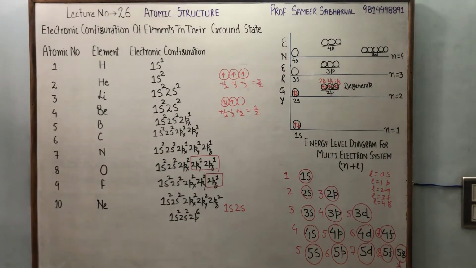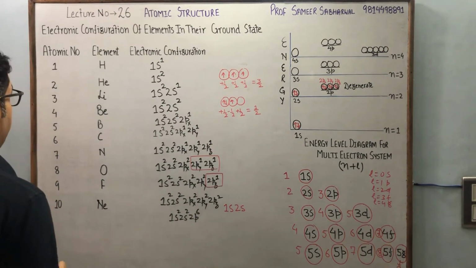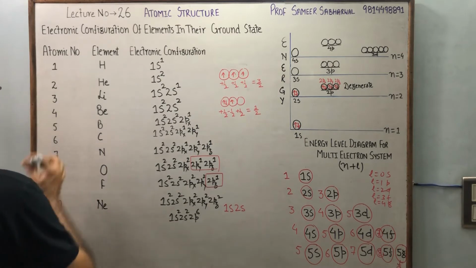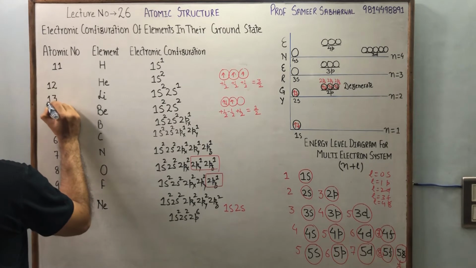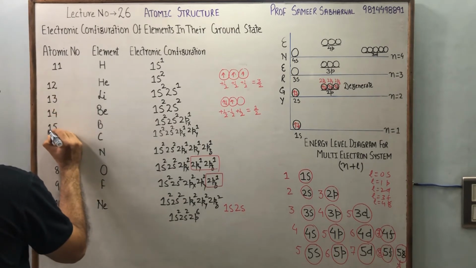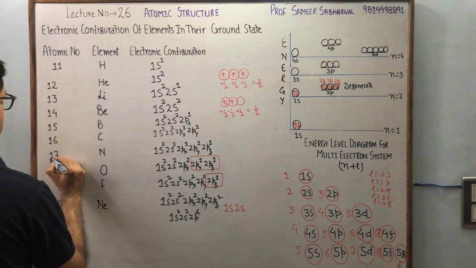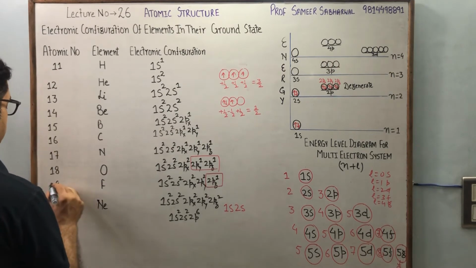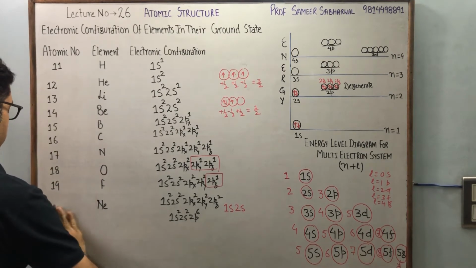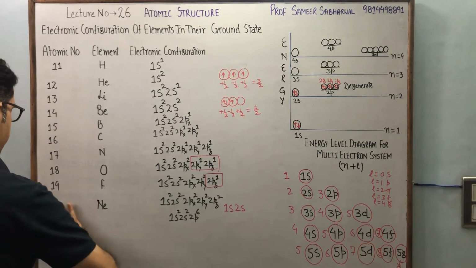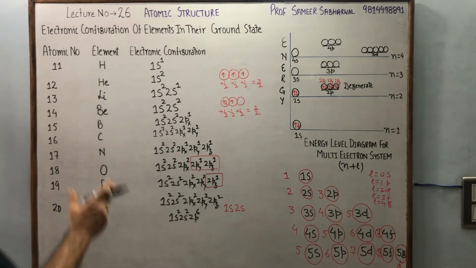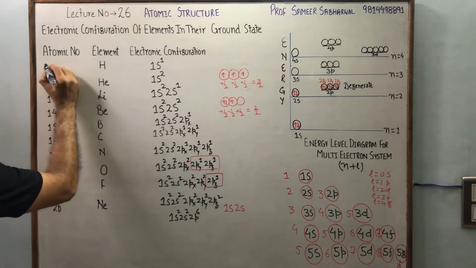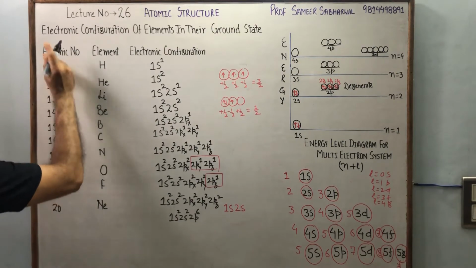Say I move to atomic number 11, let us do it, 12, 13, 14, 15, 16, 17, 18. This is 19 and 20. Let us do it up to 20. Now symmetry is going to play its role. So that is why I remove this and put it here just to have symmetry. Fine.